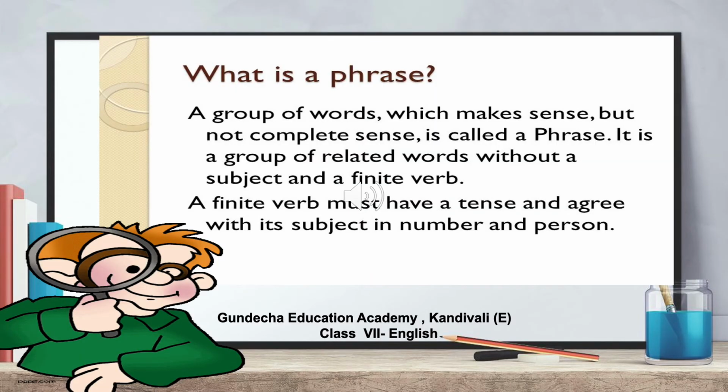So what is a phrase? We can conclude a group of words which makes sense but not complete sense is called a phrase. It is a group of related words without a subject and a finite verb. A phrase needs to be a part of a sentence for it to make complete sense.